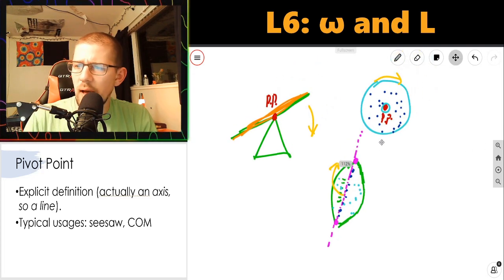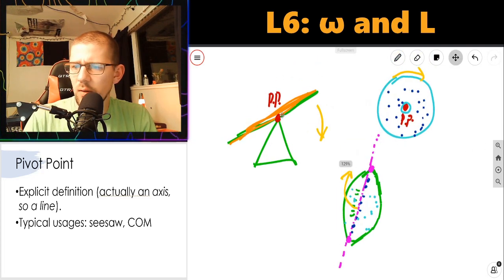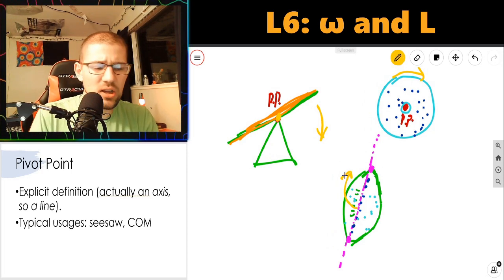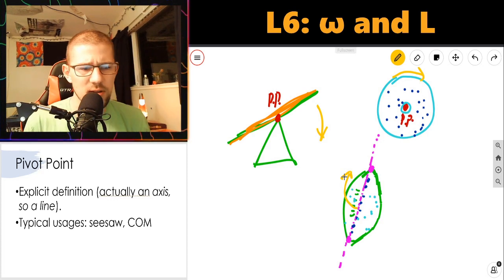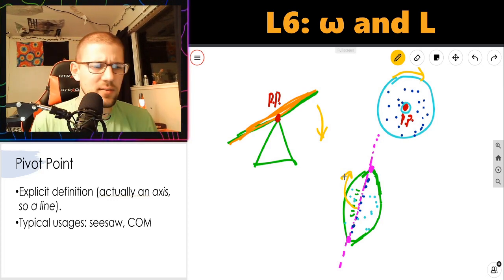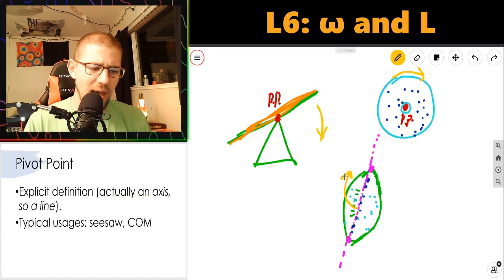So, as I say in the slide, typical uses, I wanted to include the notion of a seesaw. So sometimes I have a fixed pivot point. Another example is like a door. So a door is fixed at the hinges. For objects that are not fixed, they tend to rotate around their center of mass.